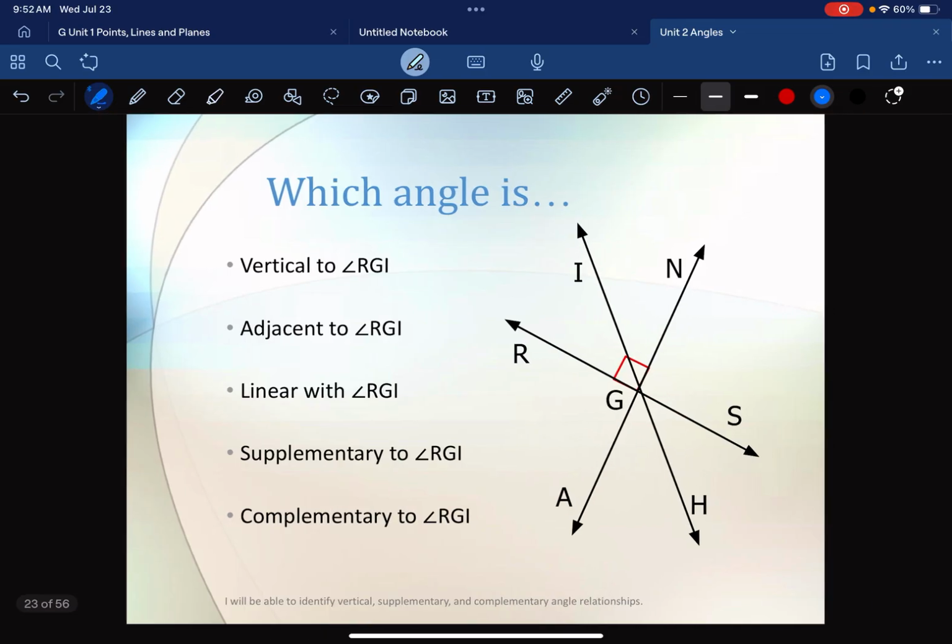All right, moving on here. So this one's a little different. Now what you do is I've given you an angle and you've got to find its partner. So if I give you RGI, that's this one, and we're naming a vertical pair, I'm looking for the other half. Remember, vertical means you're looking for a big X. So RGI is like the upper half of a big X, and then SGH, this one down here, is the other half of that. So we'll go with SGH for that.